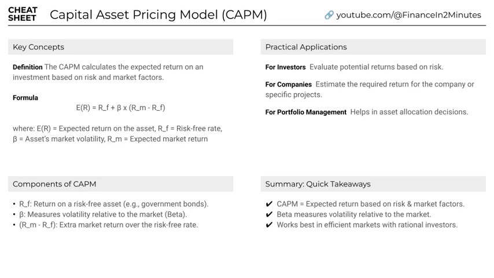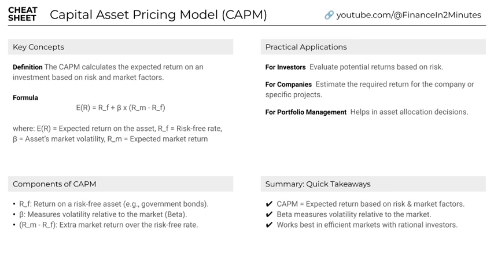The CAPM formula works like this. The expected return on an investment is equal to the risk-free rate plus beta, multiplied by the market risk premium, where the market risk premium is the difference between the expected market return and the risk-free rate. So, the expected return on an investment equals the risk-free rate plus a premium, which is determined by the beta and the difference between the expected market return and the risk-free rate.